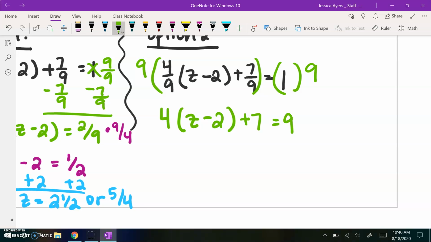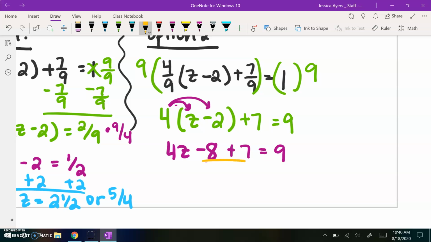Remember, you can do anything you want to an equation as long as you do it to everything in that equation. So that's why I was able to multiply the whole thing by 9. From there, you can go ahead and distribute the 4 in and get 4z minus 8 plus 7 is equal to 9. You could have also subtracted the 7 and then divided by 4 if you wanted to.